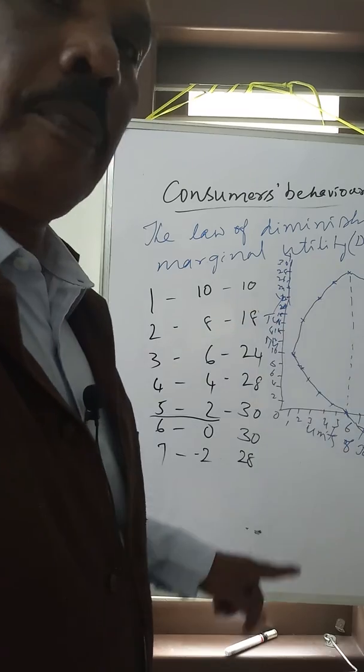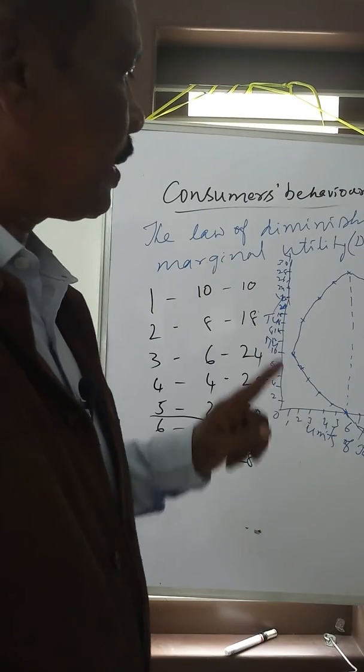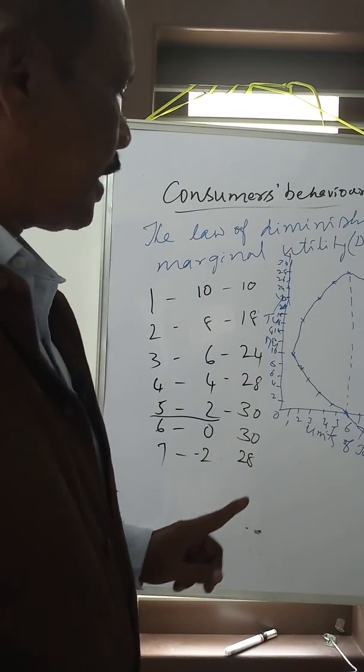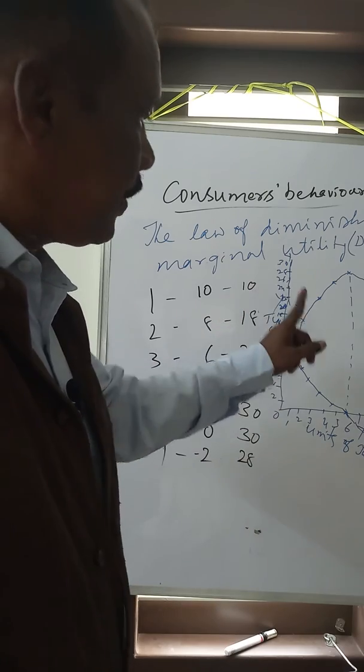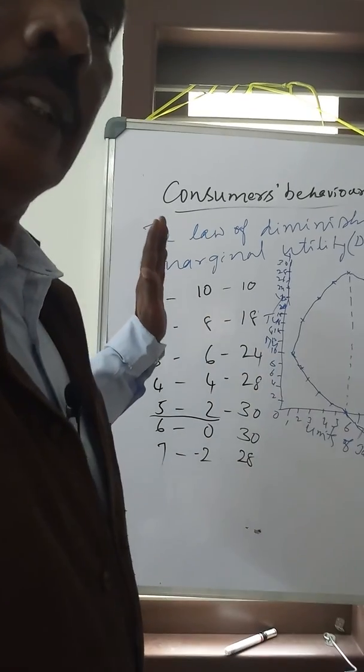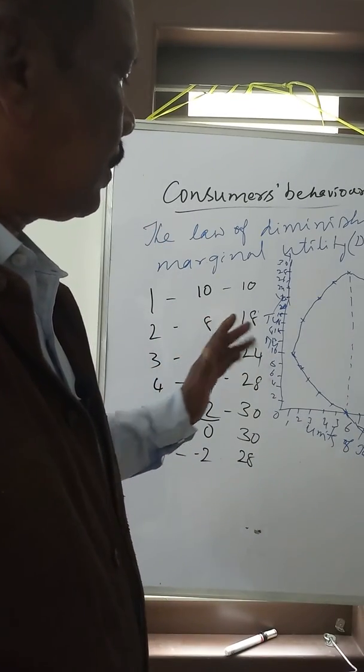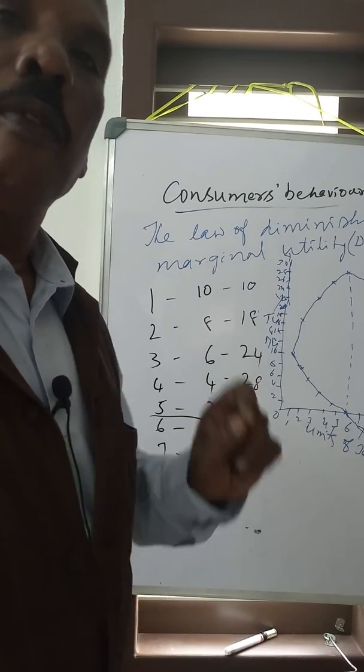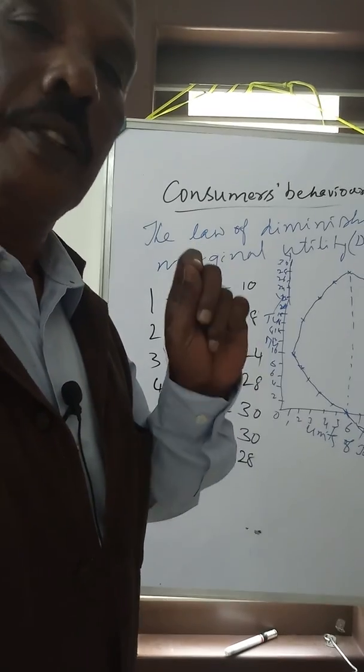So this diagram has to be supported with explanation. And if this diagram is to be drawn, you have to write a table. So this is about the law of diminishing marginal utility.